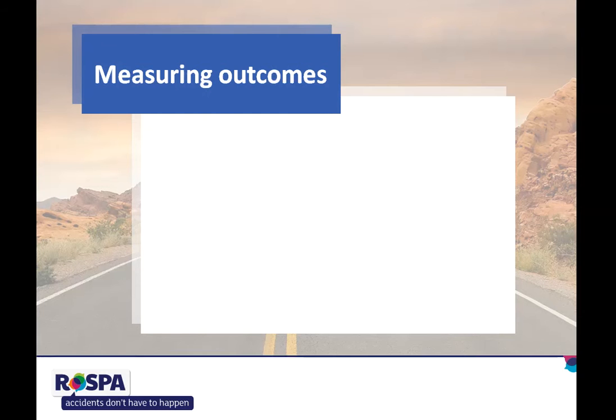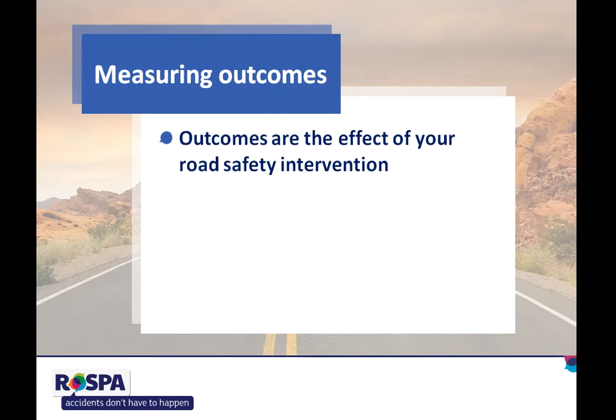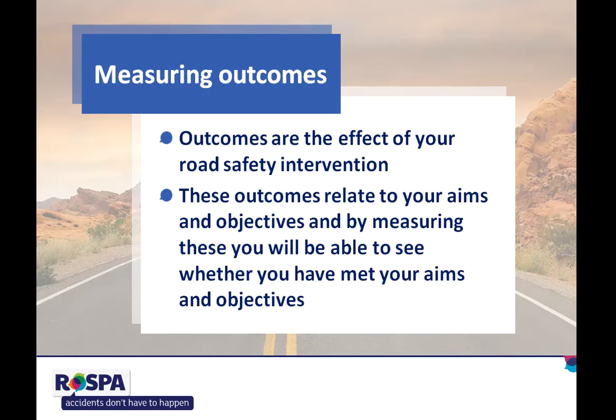If you want to measure the effectiveness of your project, you would measure outcomes. In short, outcomes are the effect of your road safety intervention. This could include a change in attitudes, behaviour or knowledge. The outcomes you are going to measure will relate to the aims and objectives of your project. By measuring these, you will be able to see if you have achieved the aims and objectives of your intervention, and if you look at your logic model, you should get the predicted outcomes of your intervention.